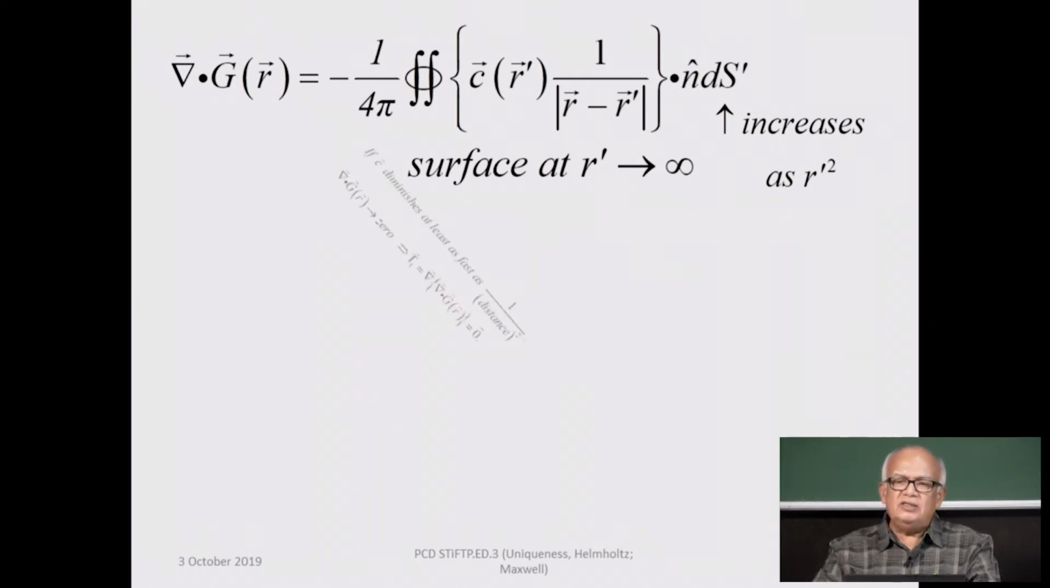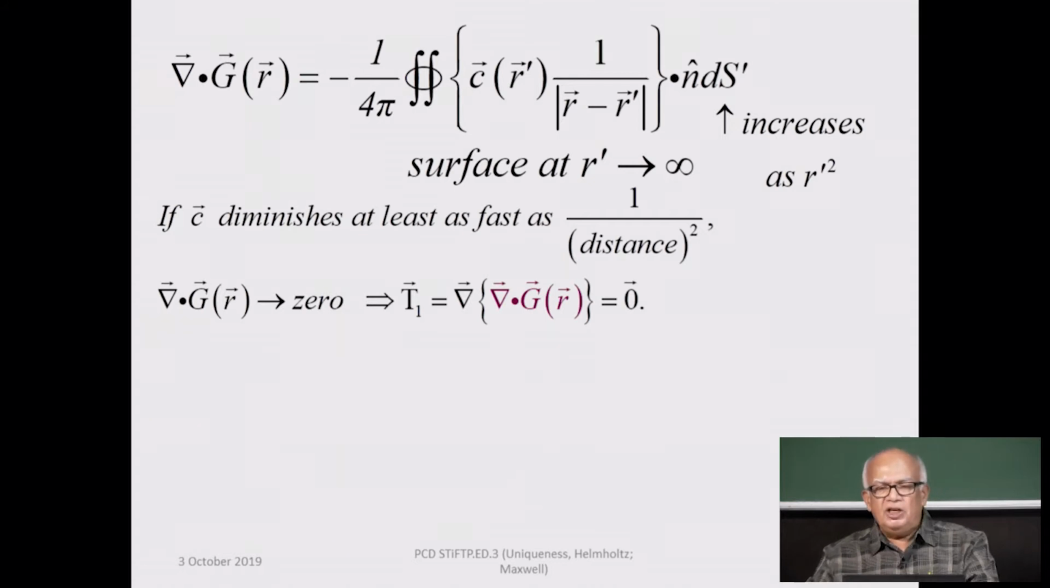So, as long as c diminishes at least as fast as 1 over distance square. If it diminishes faster, it is even better, but it does not matter. Even if it diminishes at least as fast as 1 over distance square, then the 1 over distance square of the vector field c will cancel the distance square in the numerator, and you are still left with the 1 over distance in the denominator. And the surface integral will eventually vanish. So, the divergence of g goes to 0.